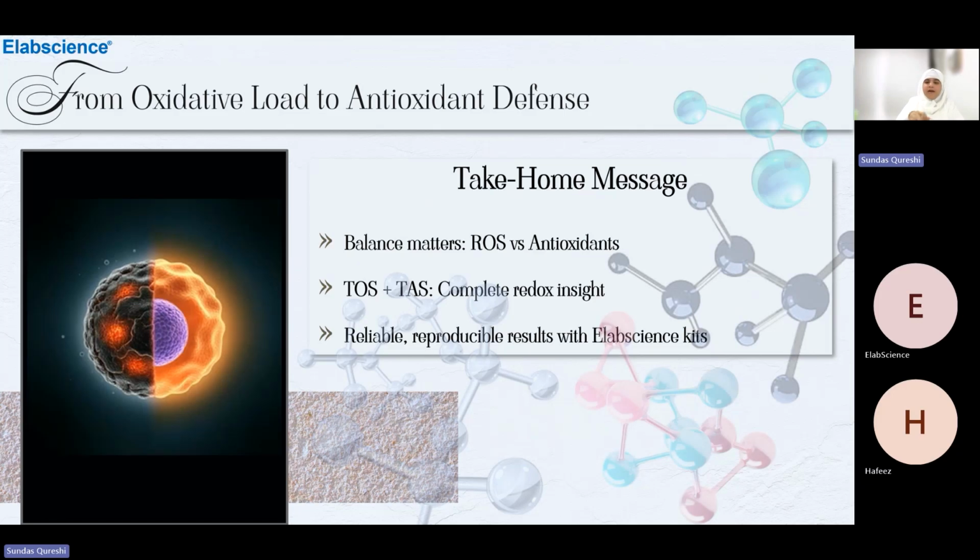The integrated redox readouts also help us draw more mechanistic conclusions and better understand disease models or interventions. By following these practical workflows and using reliable assays like the Elabscience TOS and TAS kits, researchers can generate reproducible, high-quality data. We can keep these principles in mind when planning studies and use TOS and TAS measurements to strengthen conclusions about oxidative stress and cellular resilience.